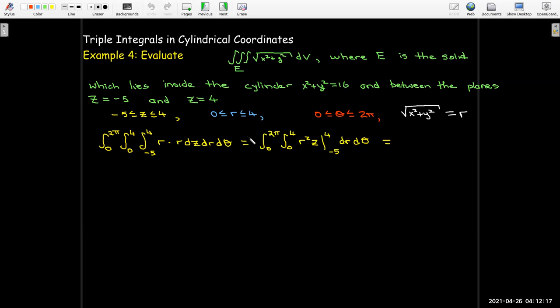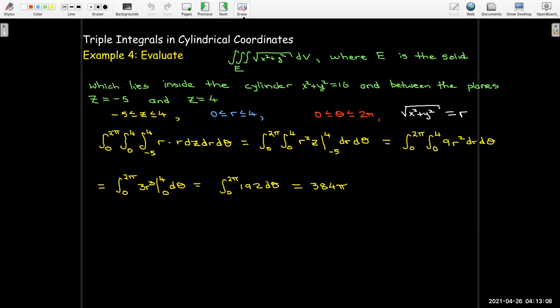So r times r gives me r squared, but that's a constant with respect to z. So the antiderivative would just be r squared z. That gets evaluated between 4 and negative 5. That'll just give me 9 r squared dr d theta. So let's go ahead and take the antiderivative there. I would get the antiderivative of r squared is 1/3 r cubed. So I get 3 r cubed evaluated between 4 and 0. 4 cubed is 64, and 3 times 64 is 192. So I'm left with the integral from 0 to 2 pi of 192 d theta. And that's just a constant, so I'll just multiply it times b minus a. So that would be multiplied by 2 pi, so I get 384 pi.